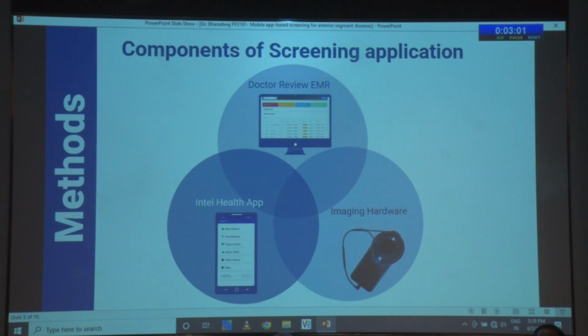We call it AROMA, Arvind Rural Outreach by Mobile Application. This has been developed in a joint venture with the biomedical engineering team from Johns Hopkins. It has mainly three components: imaging hardware attached to a smartphone, an Android-based app called the Intel Health app, and a website to which the data is entered, to be reviewed by the doctor for further management.